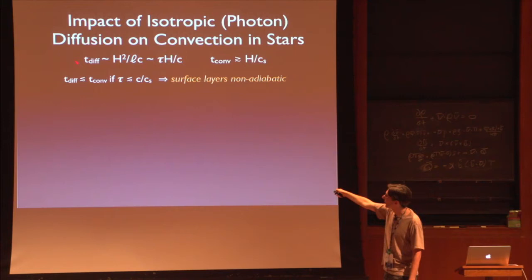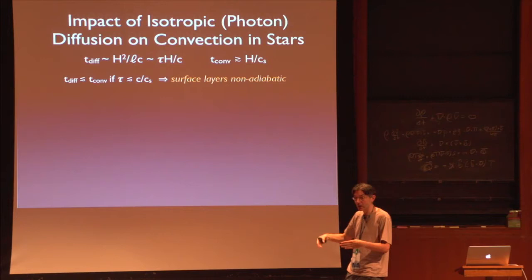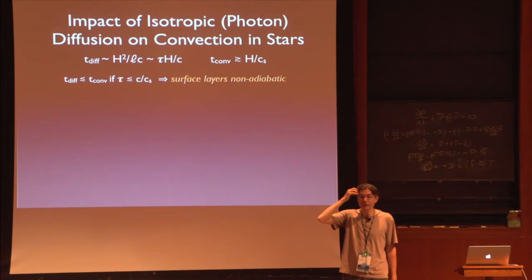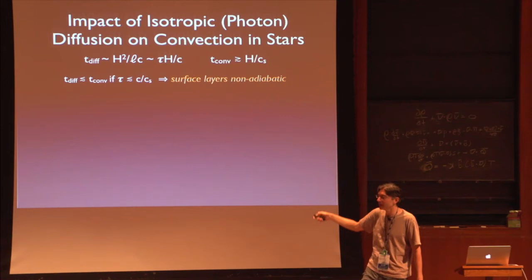And so we can ask the question, when does the photon diffusion time become less than the time scale for things to boil? That turns out to happen when the optical depth is less than a critical dimensionless number, which is the speed of light divided by the speed of sound.